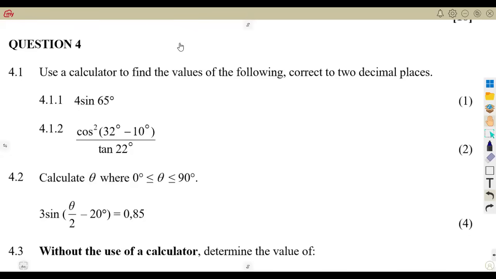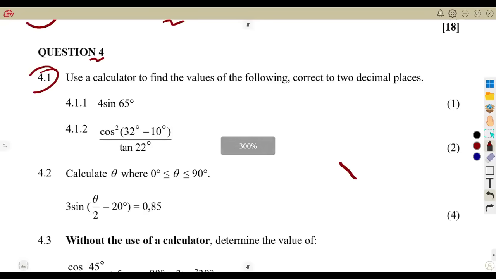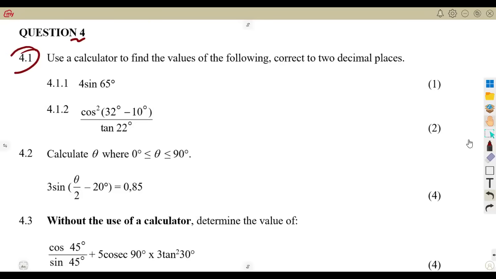On question number 4, considering our trigonometry, we are given question 4.1. Use a calculator. They're asking you to use your calculator to find the values of the following, correct to 2 decimal places. 4.1.1, simplify 4 sine 65 degrees. They told you to use a calculator, and to 2 decimal places.